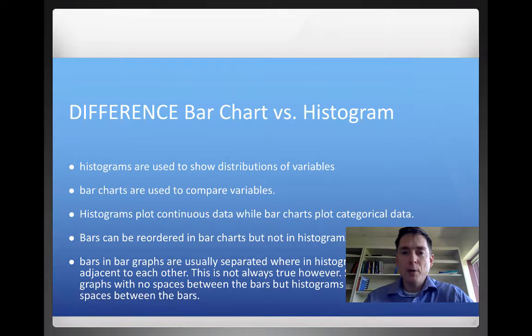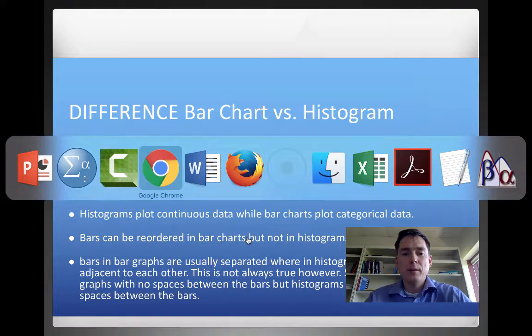and a bar chart. Well, histograms, we usually use it to show a distribution of variables, whereas bar charts are usually used to compare variables. So histograms we usually use to plot continuous data, while bar charts are used to plot categorical data. Bars could be ordered around because there's not really an order in the different categories. And in bar graphs, you usually see that the columns are separate from each other, where the histograms are not. But that is not always the case.